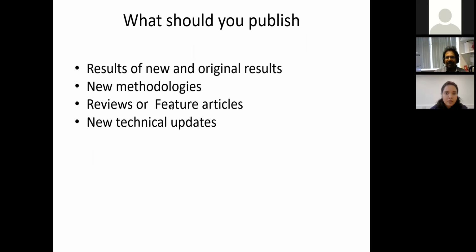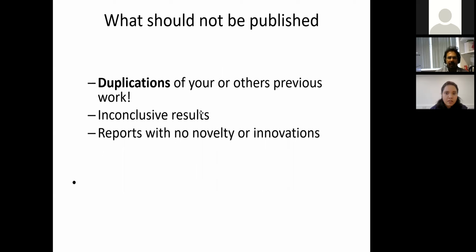And what should you publish? New and original results, new methods and methodologies, reviews, feature articles, perspectives. Also, you can publish technical updates. And what should not be published? This is very important. Most importantly, duplication of your or others' previous work, inconclusive results, and reports with no novelty or innovation. So this is the most important thing. You need to look into your paper and identify the innovation or the novelty of that particular work. And you have to justify that with previous literature.